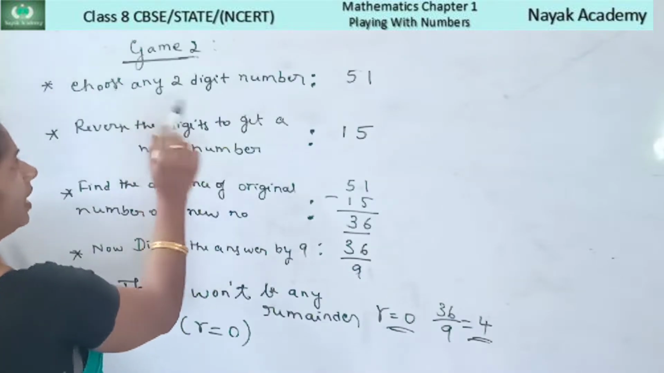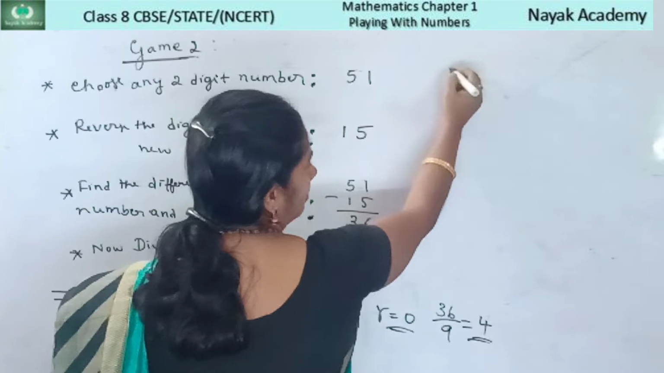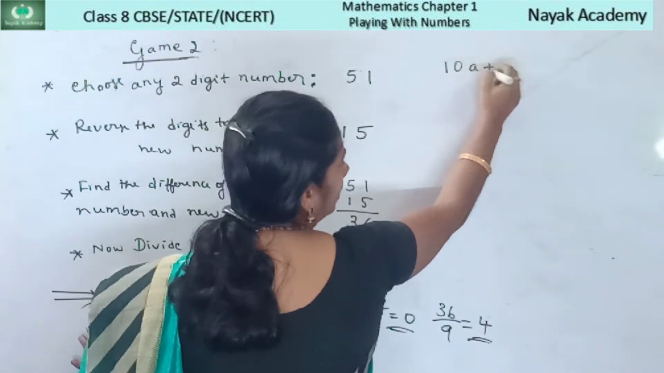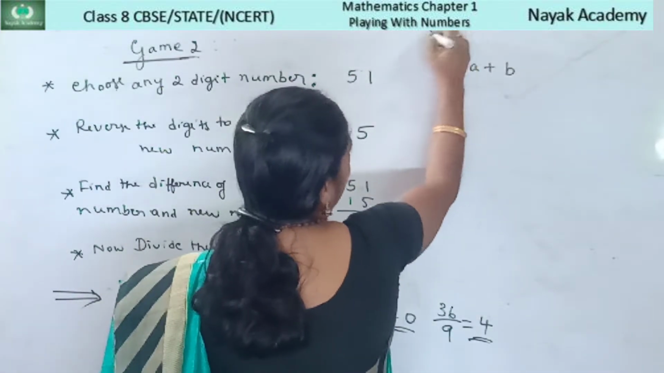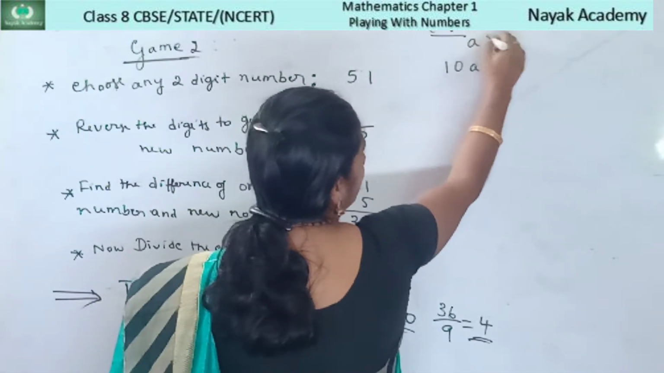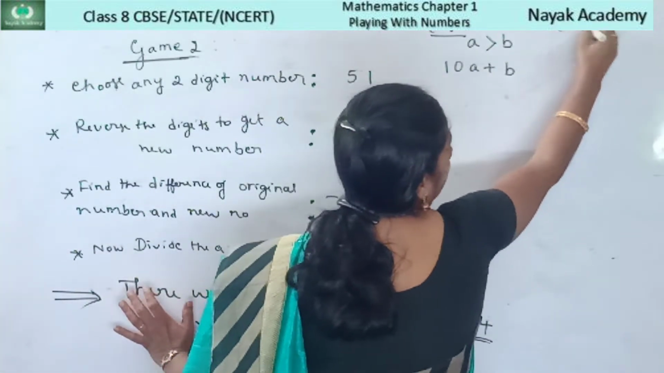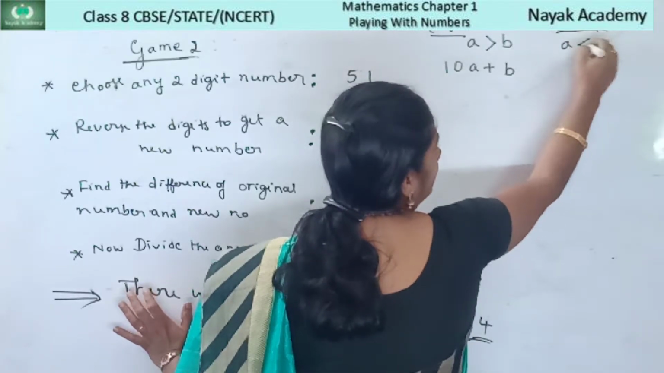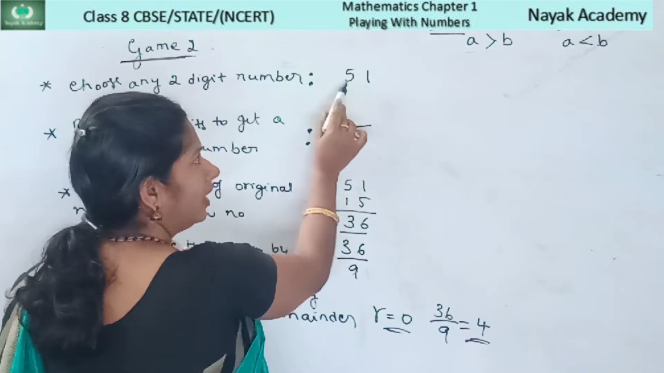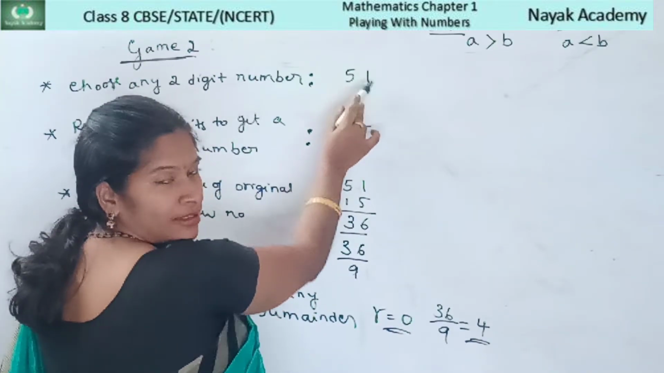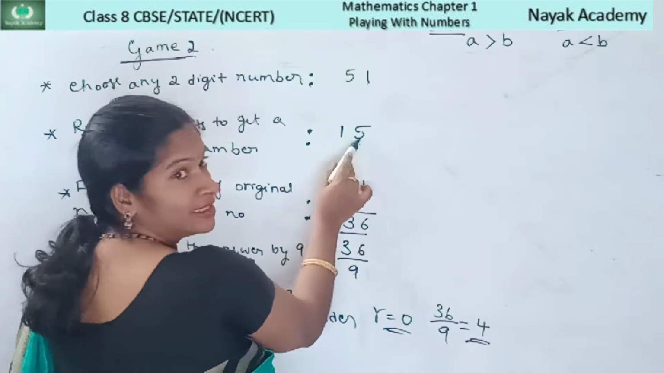Now let us find out how this game really works. First we asked them to choose any two-digit number. So the two-digit number is 10a plus b. There are two cases, children. Case 1, you can take a greater than b, and case 2, a less than b. Here we have taken the number 51, and here a is greater than b. If you choose the number 15, here a is less than b.